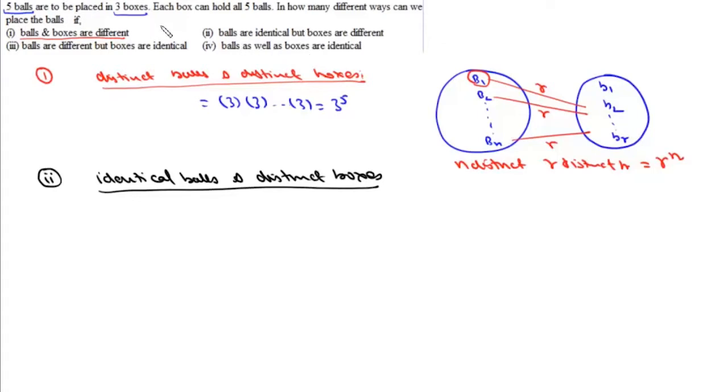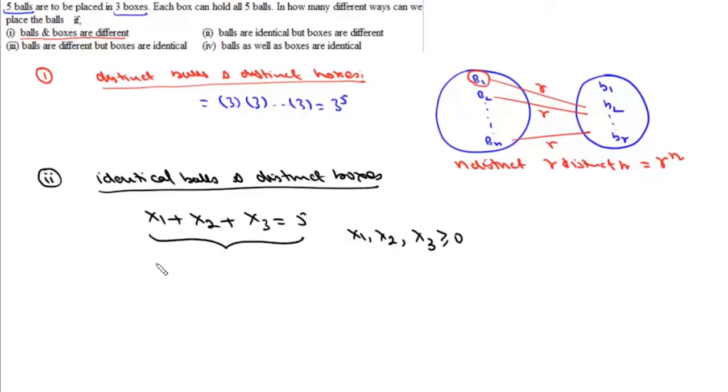So we have 3 boxes. Suppose the number of balls in the first box is x1, the number of balls in the second box is x2, and the number of balls in the third box is x3, and the total number of balls must be 5. Now any box can have any number of balls. So each of these x1, x2 and x3 must be greater than or equal to 0, and must be an integer value. So we have to find the number of non-negative integral solutions.